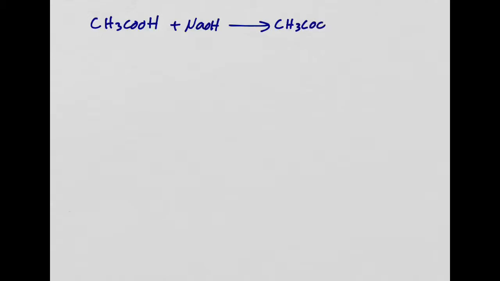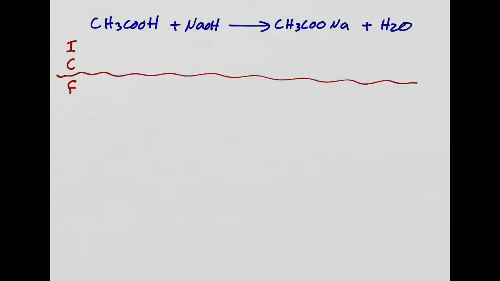Acetic acid is going to lose that hydrogen. The Na is going to counterbalance it. And the OH is going to get the hydrogen because it's going to act like my base. Okay, so far so good. My acid-base reaction. Now, when you have an acid-base reaction, you have ICF, right?